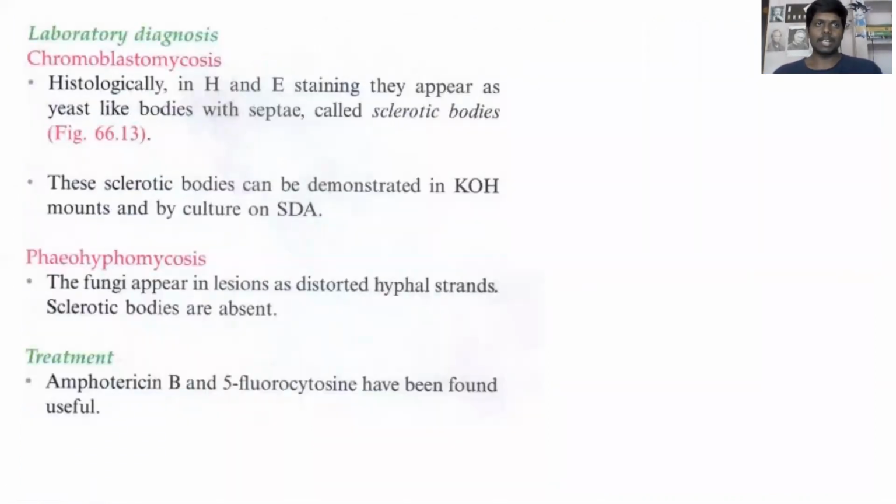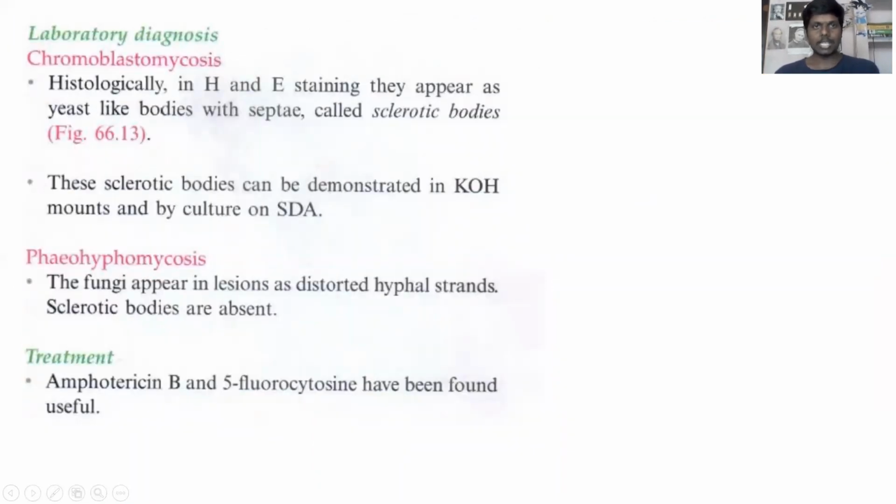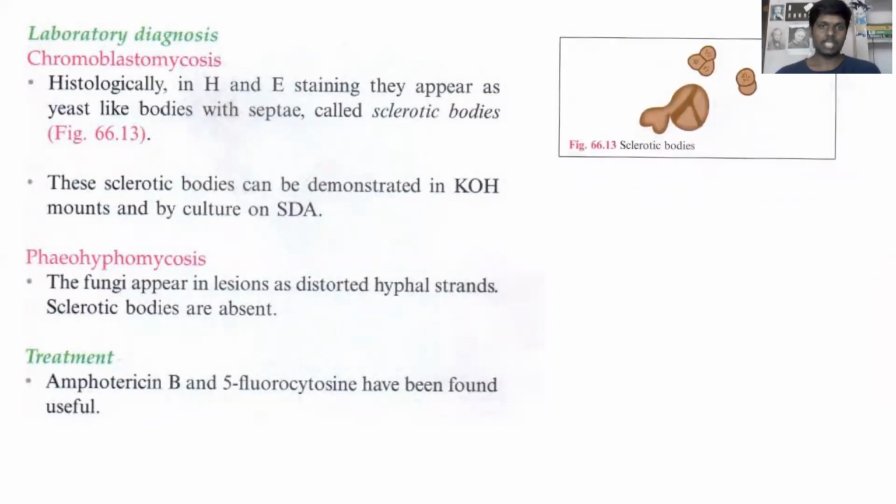So in laboratory diagnosis, we will go for biopsy. A small biopsy will be taken from the skin and we will observe it under the microscope. Before observing, we will perform H&E staining. In H&E staining, we will see very specific bodies called sclerotic bodies in chromomycosis. The presence of sclerotic bodies is a highly characteristic feature of this chromomycosis infection.